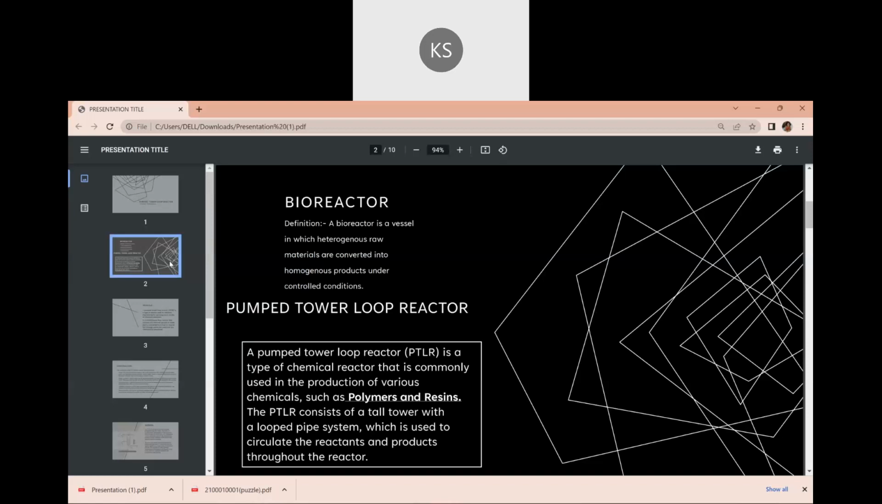So when it comes to the pump tower loop reactor, it is a type of chemical reactor that is commonly used in the production of various chemicals such as polymers and resins. Polymers and resins are the products that are obtained from it. The pump tower loop reactor consists of a tall tower and a loop pipe system which helps in constant and continuous circulation of reactants, which is a great and major advantage to the reactor.